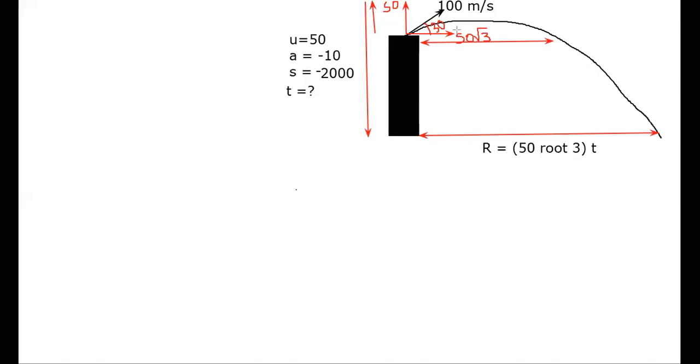So this much part you are getting 500 root 3. Are you sure? Yes, sir. It was u square sine 2 theta by g, na? The formula 2u square sine theta cos theta by g. So that will be like 100 square and sine 60 will be root 3 by 2. Sir, it's 30. Divide by g. Acha, you got the range as 866 something? Yes. Okay, 500 root 3 like that.